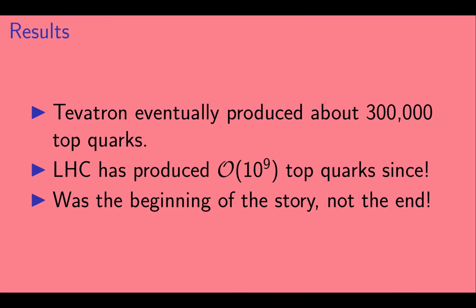Lastly, I just want to point out that the top studies have continued ever since. While these initial studies were done using just a few dozen tops, the Tevatron went on to make about 300,000 of them. And the LHC has produced of order 1 billion tops. So this was just the beginning of the top story, and definitely not the end.